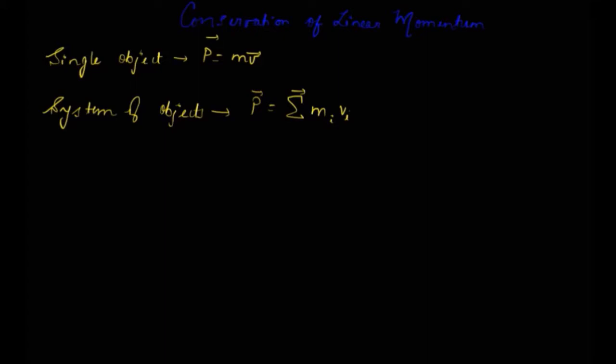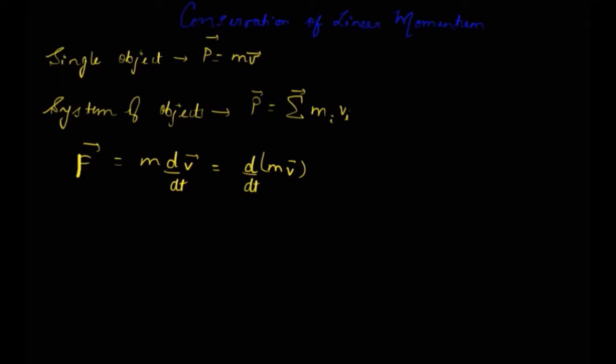Now we know by Newton's law that the net force acting on an object is equal to the mass times the acceleration of the object, and acceleration is the rate of change of velocity, right? Now if we assume that the mass does not change with time, then I can write this equation as the rate of change of mass times velocity. So force is equal to the rate of change of the momentum of the object.